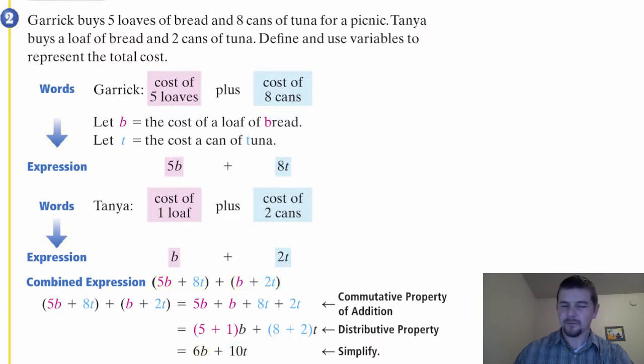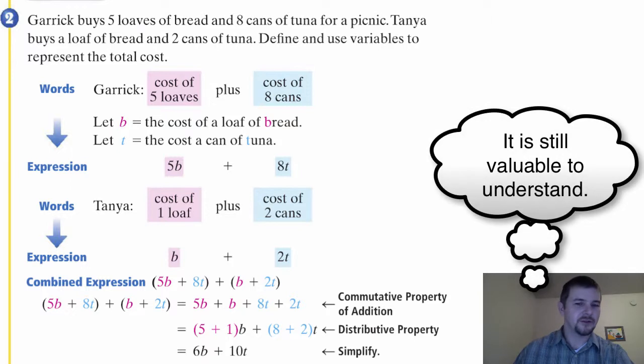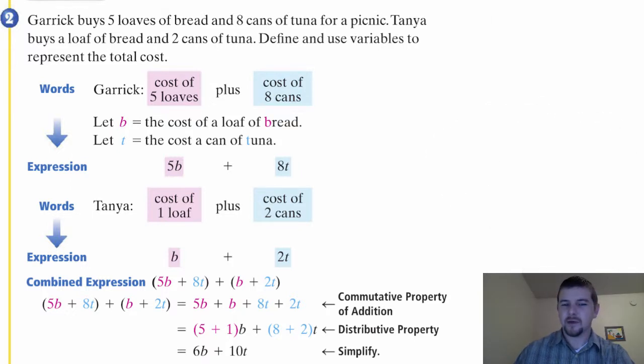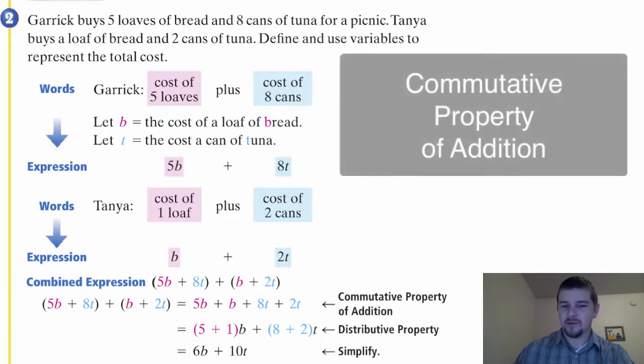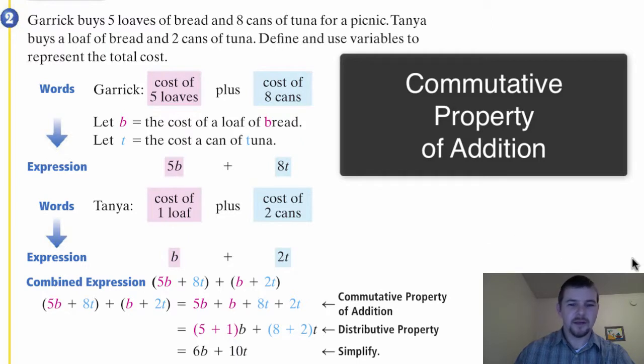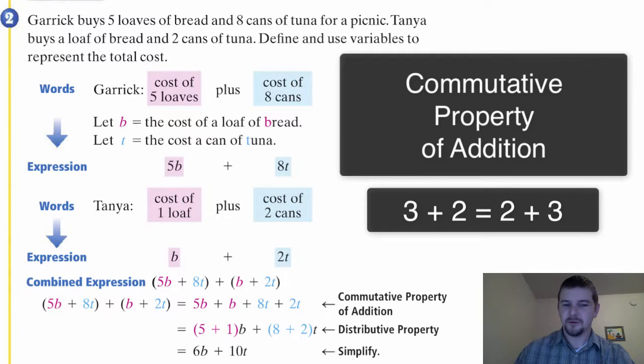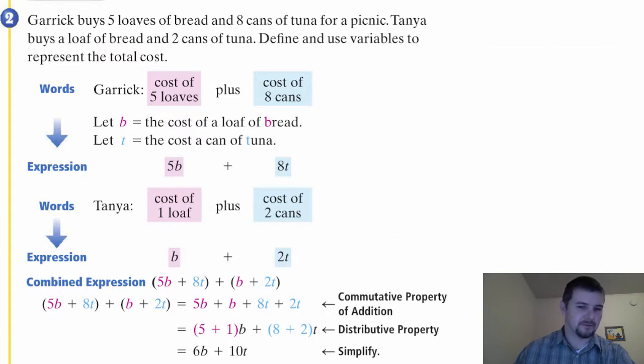The book's example points out some properties that are very valuable to recall, but may or may not be really helpful depending on the method you choose to solve this problem. We know that we can rewrite the problem and group like terms because of the commutative property of addition. As you recall, the commutative property of addition is the one that states that 3 plus 2 equals 2 plus 3, and any other addition problem can be rewritten in reverse order and still arrive at the same answer.